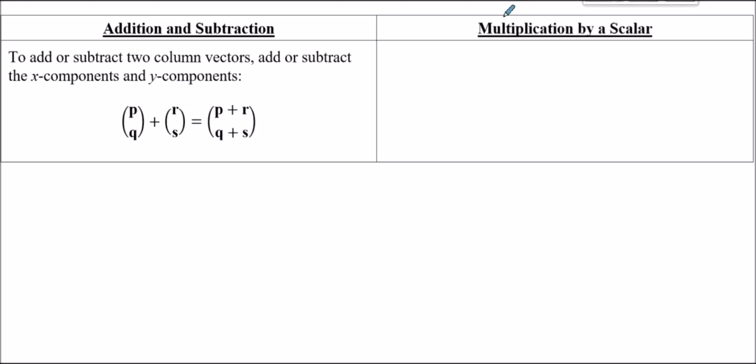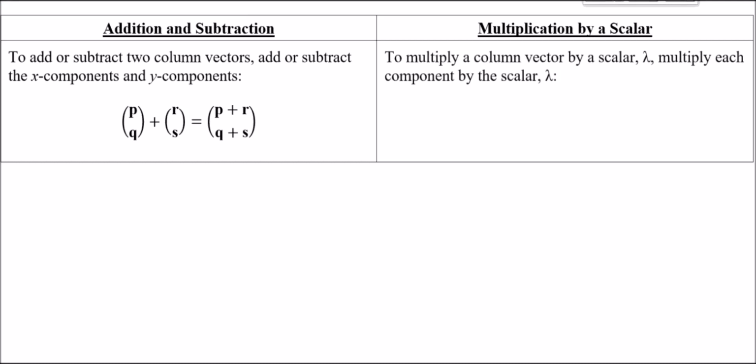Or if we're multiplying by a scalar. Now a scalar is just a constant number, like 3, 4, 5, pi, 9.9, whatever. So how to multiply by a scalar? To multiply a column vector by a scalar, call it this Greek symbol lambda, we just multiply each component by the scalar value lambda. So lambda lots of p and q is lambda times p at the top, and then lambda times q at the bottom.